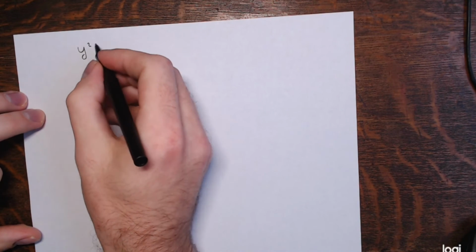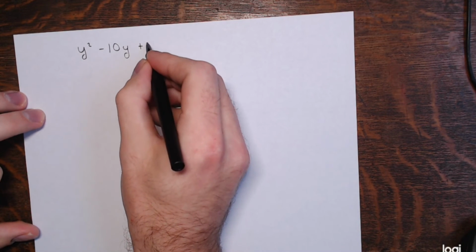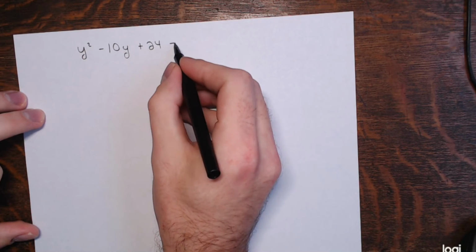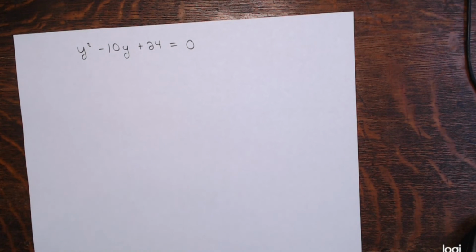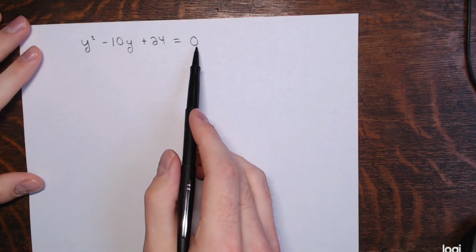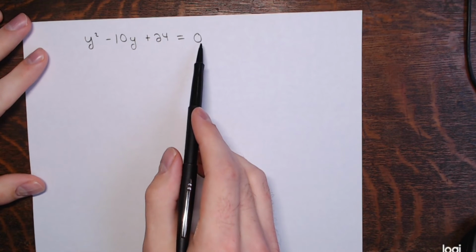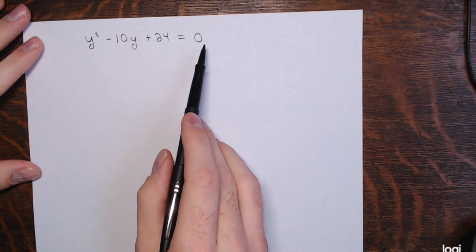Alright, so this problem is this equation, y squared minus 10y plus 24 equals 0. It's already set up the way I want it. If I'm going to be solving by factoring, I've got everything on one side, on the left here, and 0 on the other. I need 0 on the other side in order to apply the zero product property. If the number on the other side is not 0, subtract it, get rid of it, make it 0.